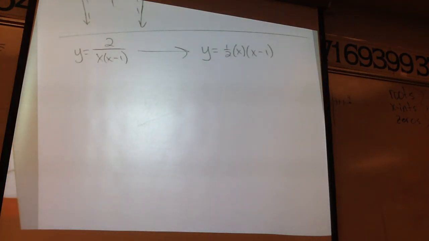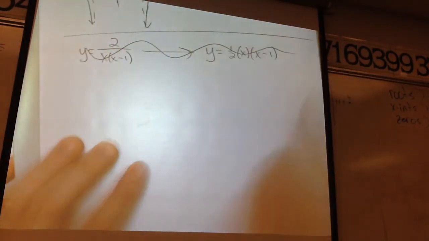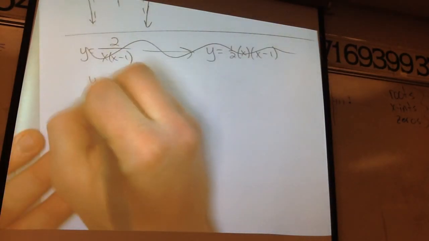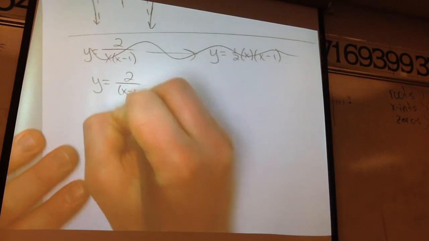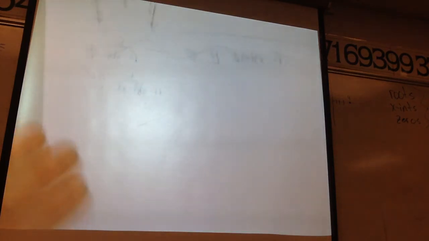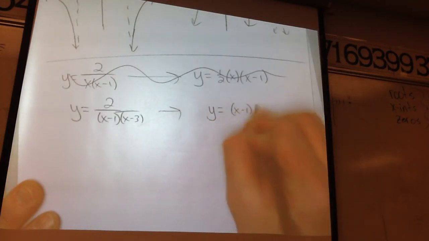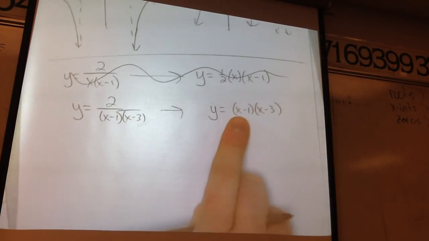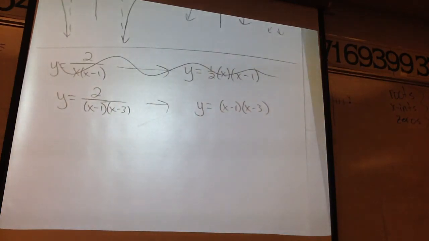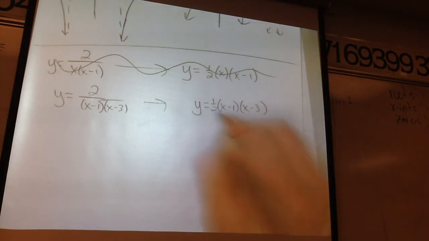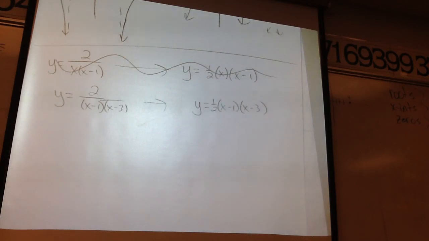Why does that matter? Good question. Because it's going to change your... not on this one. This one it's not really going to do anything. It's a bad example. But let's say it was 2 over x minus 1 times x minus 3. Then the reciprocal one that you're going to graph is x minus 1 times x minus 3. If you forgot about the 2, just graph that. Your y-intercept would be 3, right? However, you need that 1/2 in there, so then the y-intercept is 0.5.